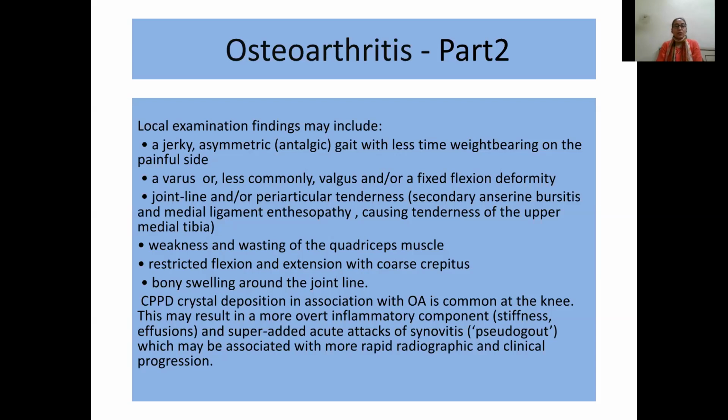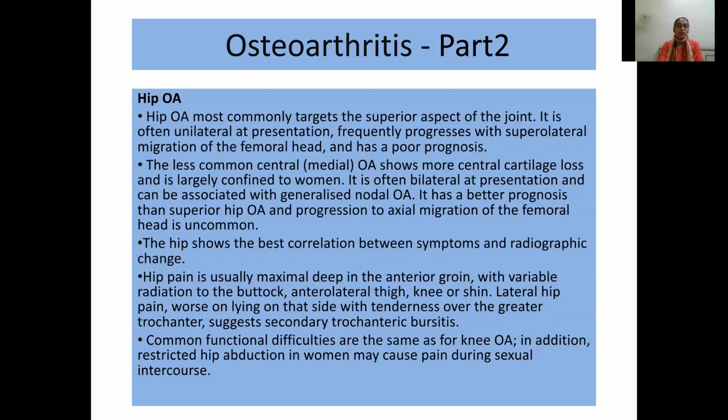Now CPPD, calcium pyrophosphate dihydrate crystal deposition, is associated with OA, and this is a very common phenomenon at the knee and may result in more overt inflammatory components, that is stiffness, effusions, and superadded acute attacks of synovitis, called pseudo gout, which may be associated with more rapid radiographic and clinical progression.